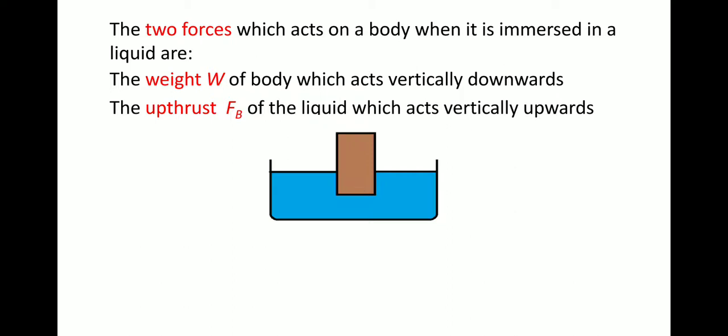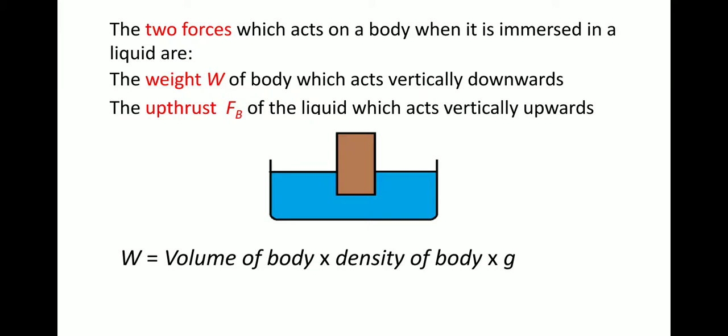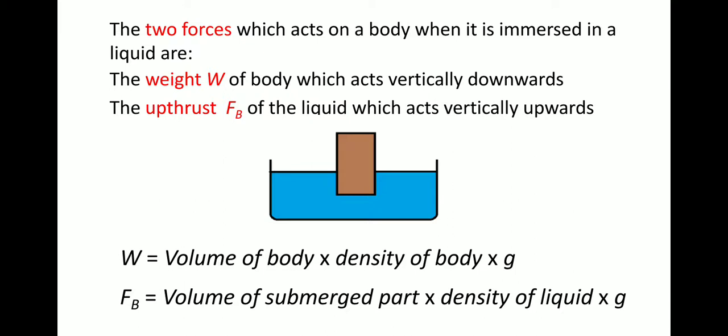So these forces, weight and the upthrust: weight is equal to the volume of body into density of body into acceleration due to gravity, whereas the upthrust force is equal to the volume of the submerged part of the body into density of the liquid into acceleration due to gravity.